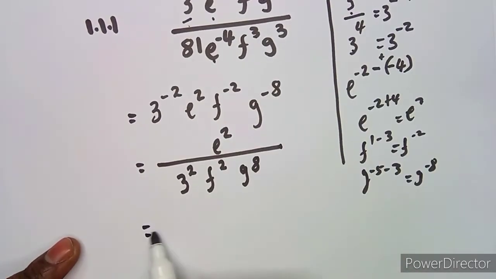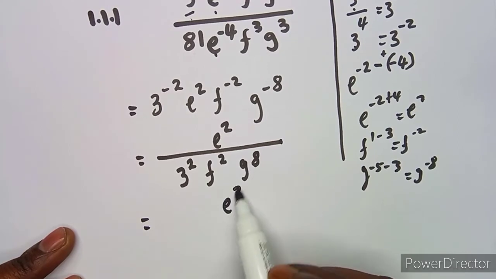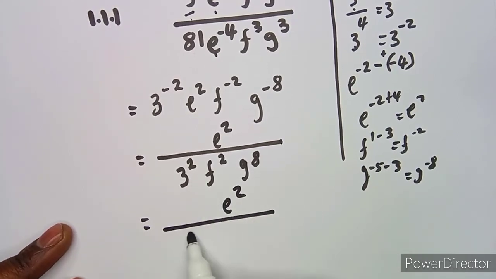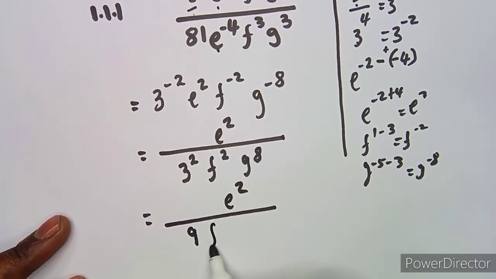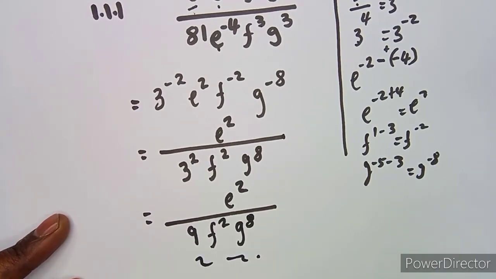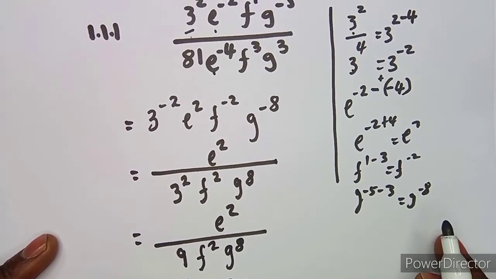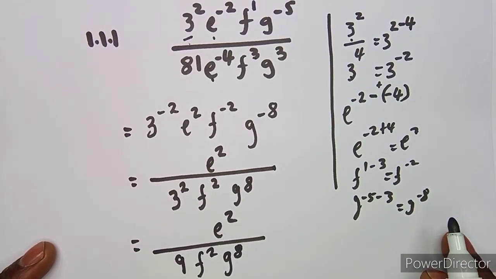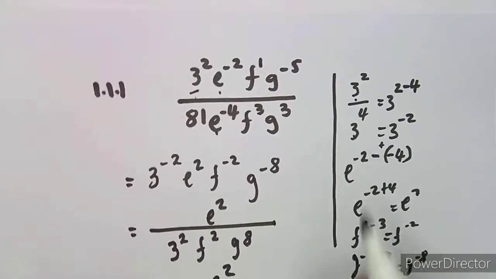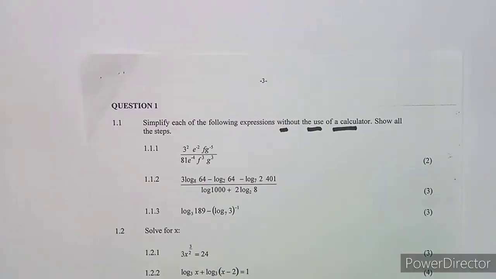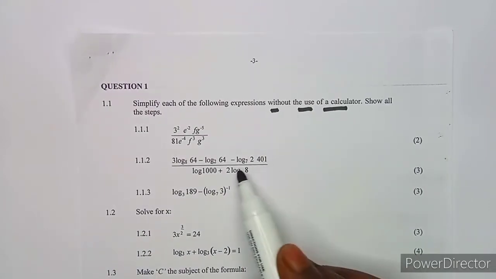But we know that 3 to the exponent of 2, that one is 9. 3 times 3, that is 9. So it's going to be 9f squared g to the exponent of 8, like this. So that is what we are going to have there as our final answer. So as you can see, guys, that's how they ask these questions, and that's what you are supposed to do. In this case, it was just 2 marks, and you can just leave at any stage.